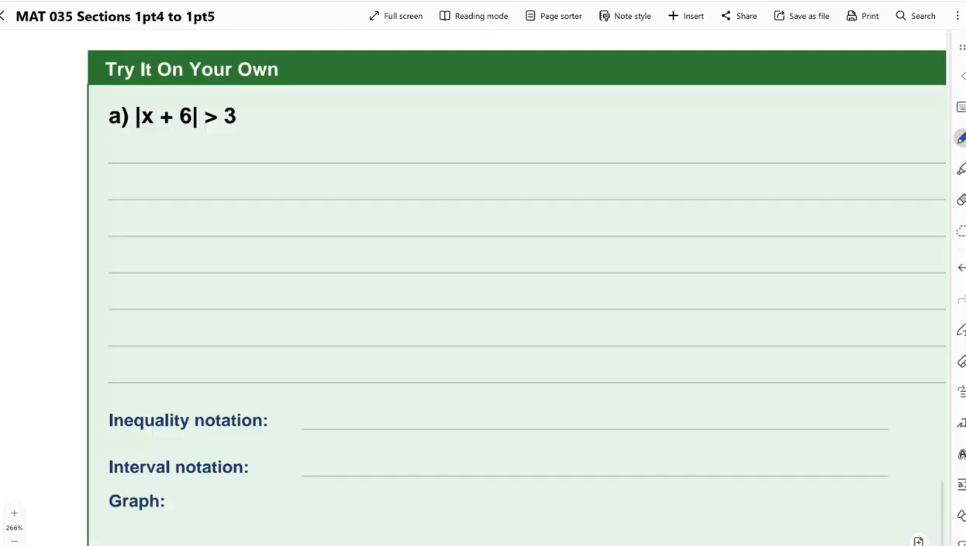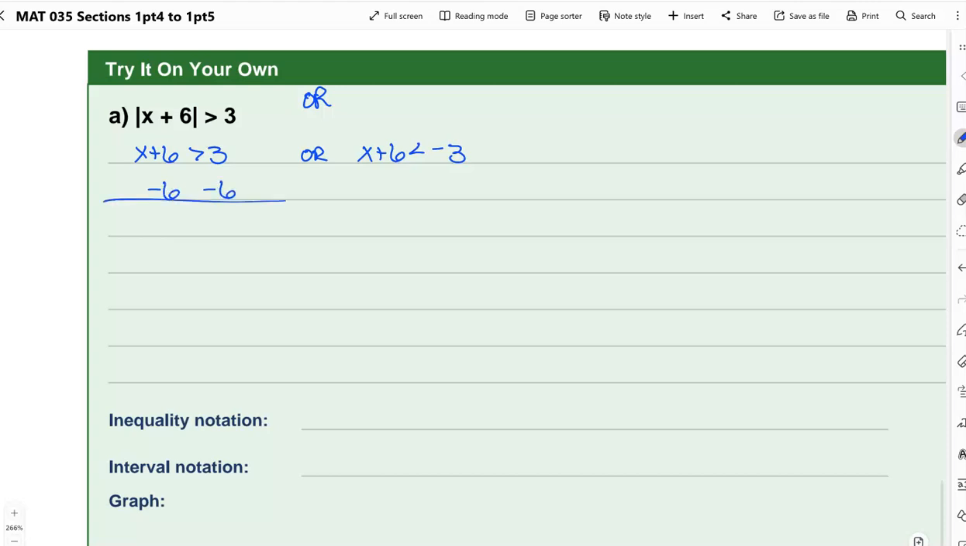So let's look at it. Try it on your own. This is where you may want to pause the video, try it, come back, check your answer. So I've got absolute value x plus 6 is greater than 3. So this is going to be an OR problem. So I'm going to have x plus 6 is greater than 3, or x plus 6 is less than -3.